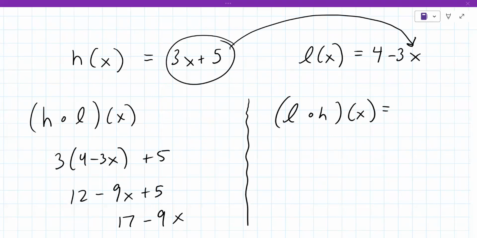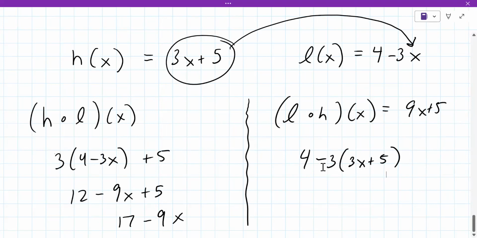I got 9x plus 5. X plus 5, okay. So 4 minus 3 times 3x plus 5. I'm concerned because there's no negatives, but let's take a look here. This minus 3 times 3x becomes minus 9x. Minus 3 times 5 becomes minus 15.